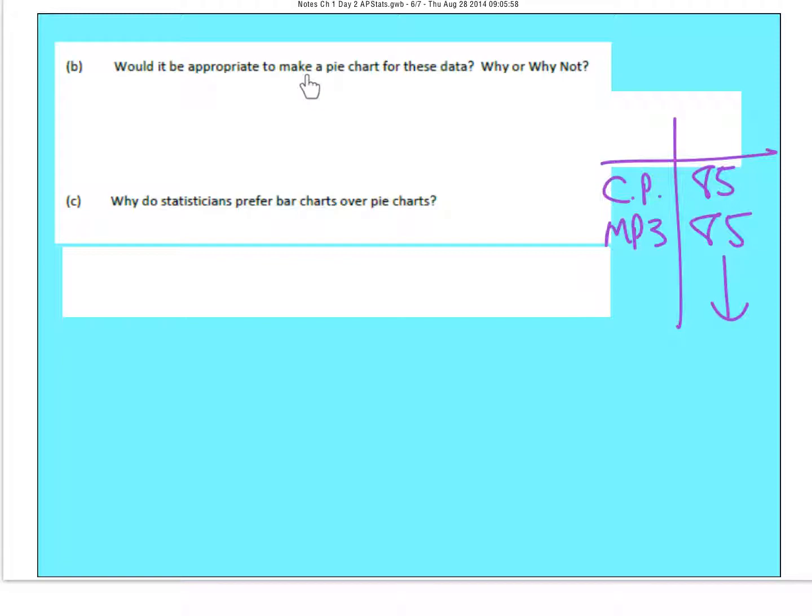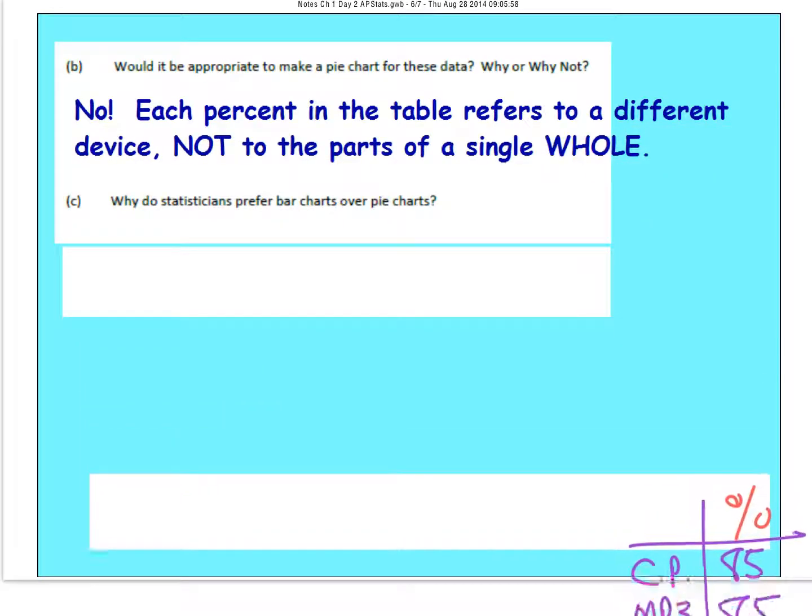Now they want to know, would it be appropriate to make a pie chart for these data? Here's just a quick snapshot again of what that table looked like. If we made a pie chart for that, keep in mind this was a percentage. So when they asked the students, this shows 85% had a cell phone and 85% had an MP3 player. Well, this absolutely does not represent the whole. These totals exceed the whole, so this is not how those totals were computed. So the response for that is no.